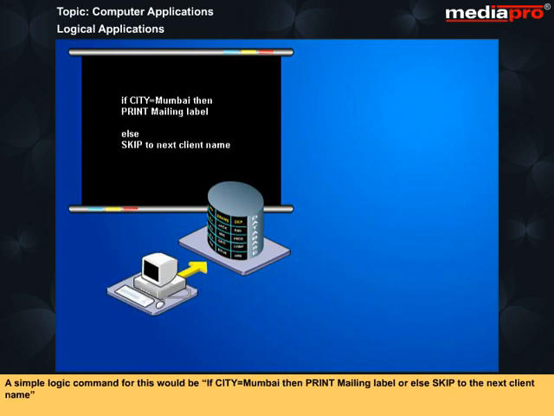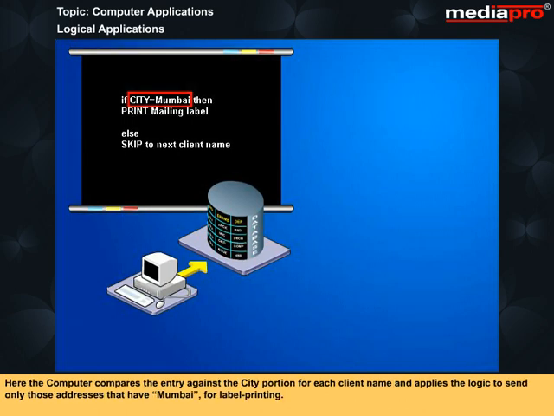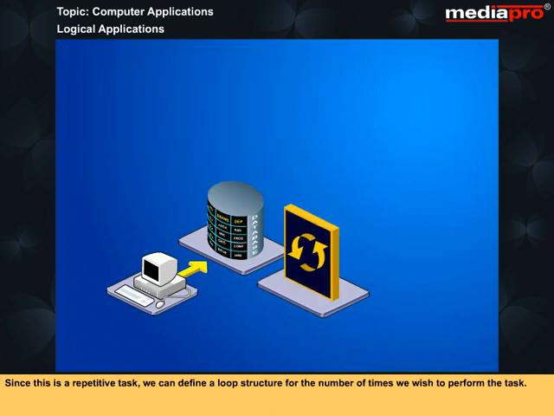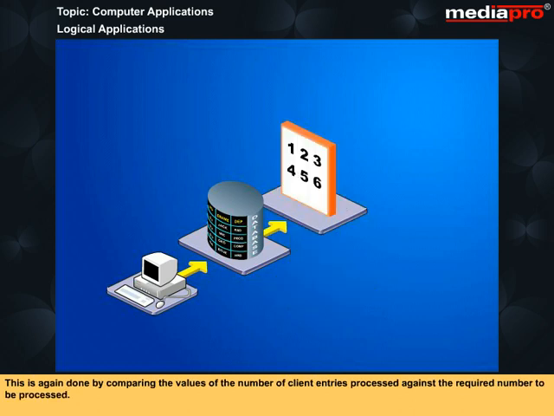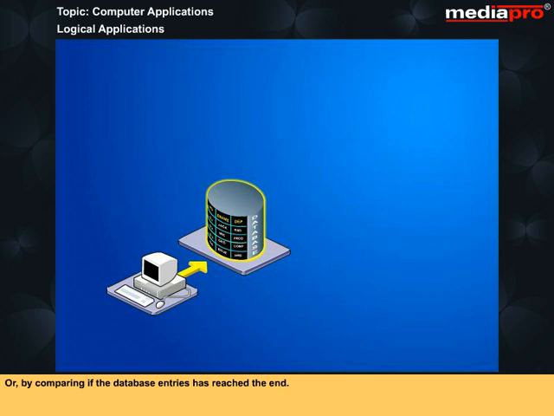A simple logic command for this would be if city equals Mumbai, then print mailing label, or else skip to the next client name. Here, the computer compares the entry against the city portion for each client name and applies the logic to send only those addresses that have Mumbai for label printing. Since this is a repetitive task, we can define a loop structure for the number of times we wish to perform the task. This is again done by comparing the values of the number of client entries processed against the required number to be processed, or by comparing if the database entries has reached the end.